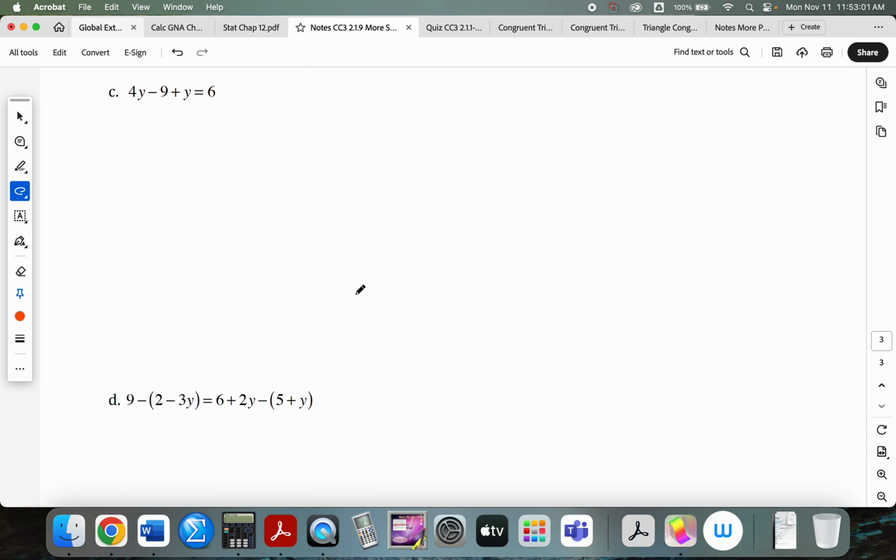All right, let's try C. So combining the like terms, 4y plus y is 5y, minus 9 is 16. I'm going to add 9 unit tiles to both sides. So I have 5y is 15. Divide both sides by 5, so I just have one y tile is going to have to be 3.